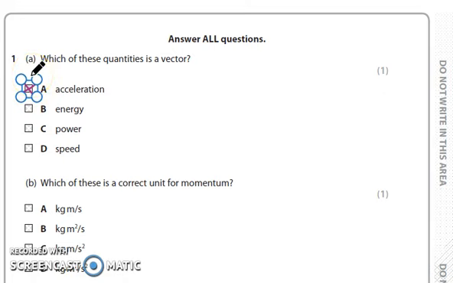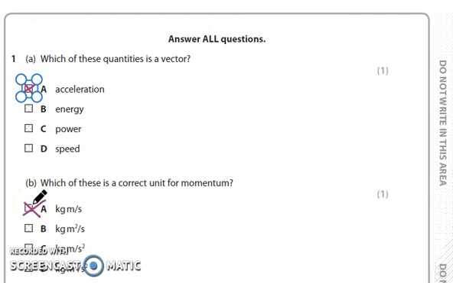1, Part B. Which of these is the correct unit for momentum? A, kilogram meters per second. B, kilogram meters squared per second. C, kilogram meters per second squared. Or D, kilogram meters squared per second squared. Now then, the correct answer to this is A.